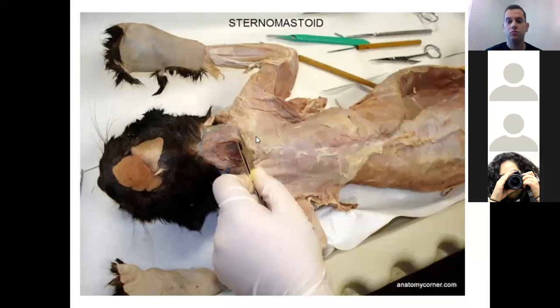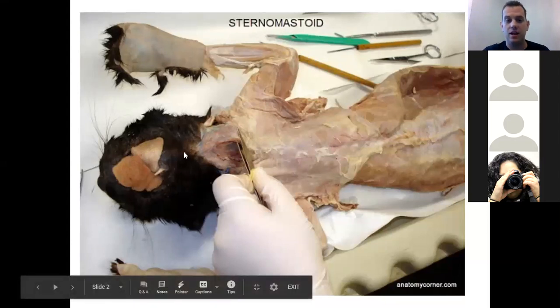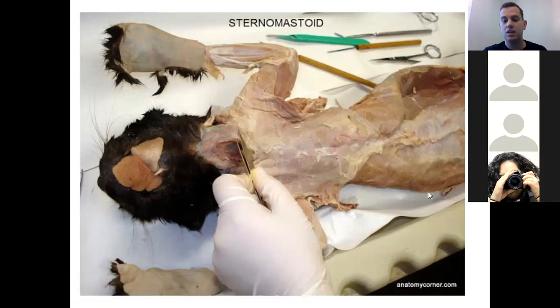So when you look at your cat, this one's already been dissected a little bit. Your cats are completely skinned except for around the feet and the head. So all of this is skinned. The skin is completely removed from the cat.